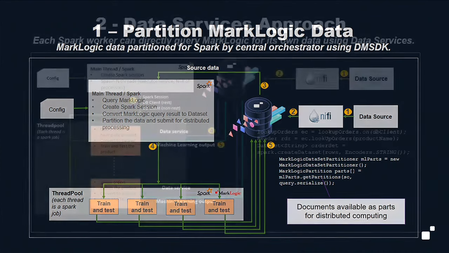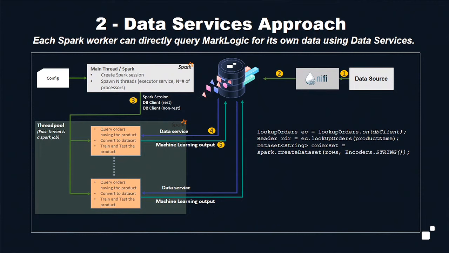The second one that we ran was to say, hey, we'll create a very lightweight controller, and the lightweight controller will send a set of parameters into each of the threads, and the threads themselves will be able to query MarkLogic directly and get the right pieces of data from MarkLogic in parallel and run predictions in parallel. Any questions so far?